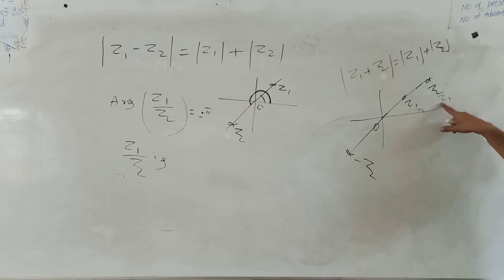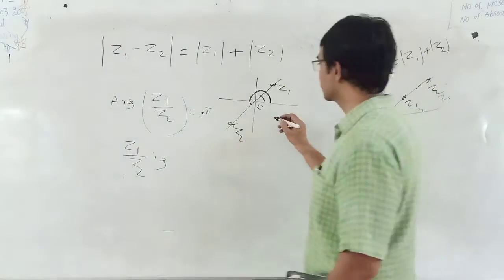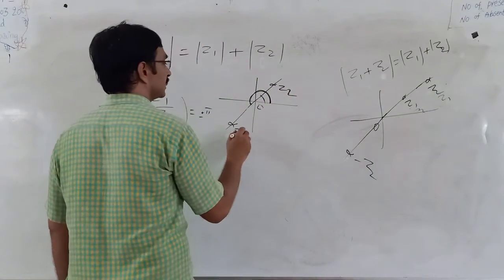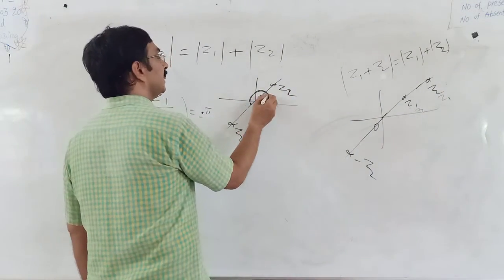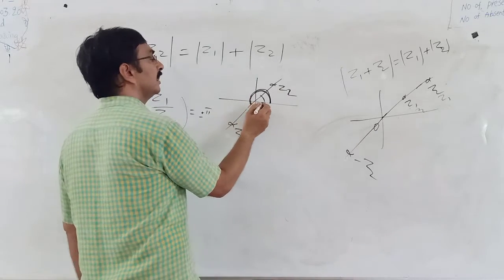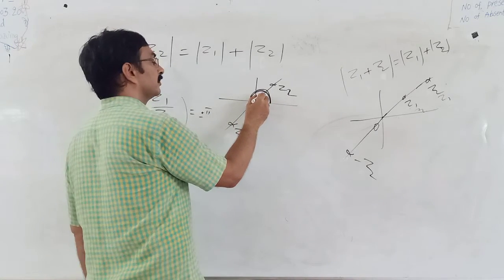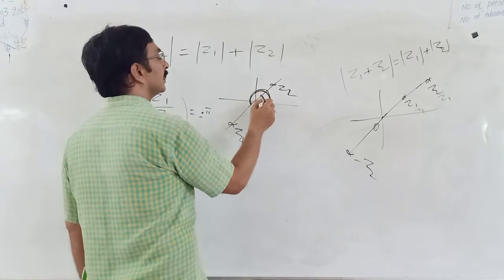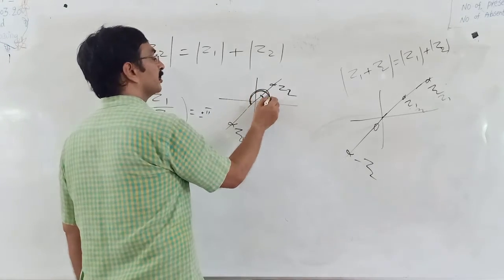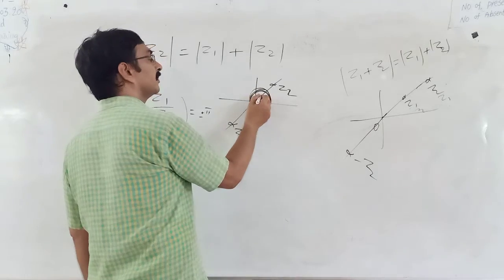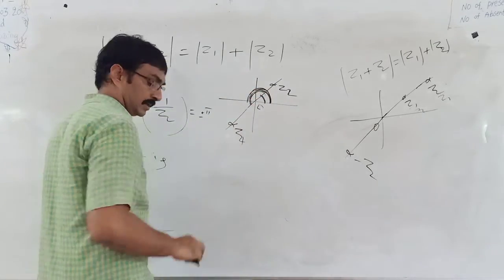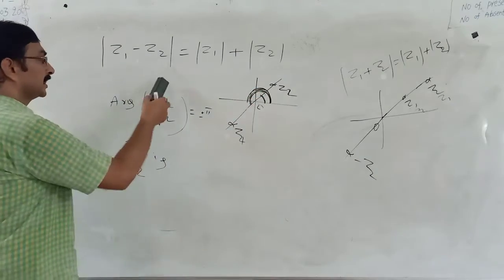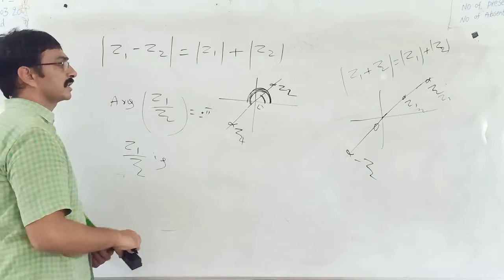Suppose this is Z1, this is Z2. In that case, this is Z2, this is Z1. Then the argument of Z1 minus the argument of this one is pi. So in any case, the argument of Z1 by Z2 equals plus or minus pi.